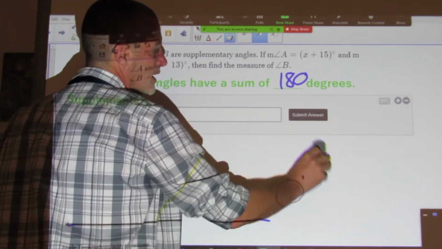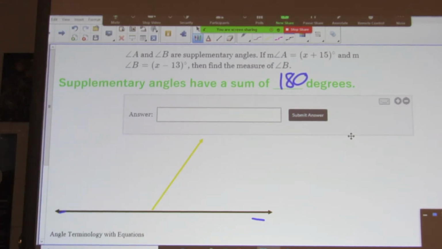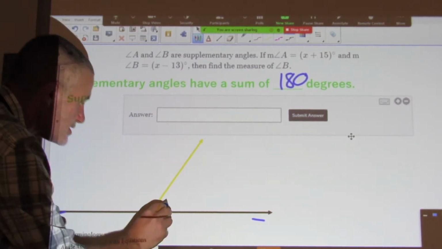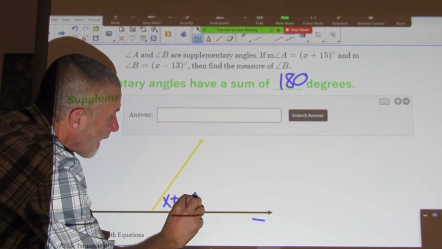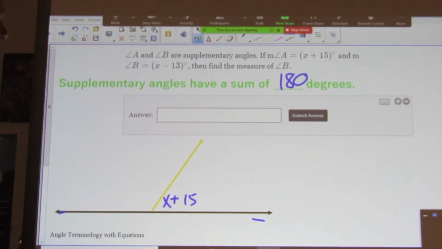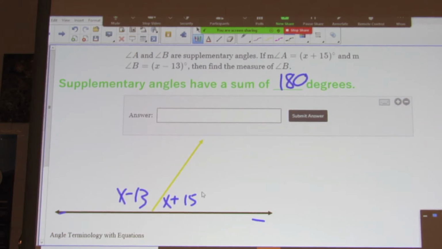So, in this question, even though it might look difficult with all those symbols in there, it just tells me that angle A is x plus 15, and angle B is x minus 13. Now, I noticed something right away when I put those in there. This doesn't necessarily matter for setting up the equations, but I know that a value of x plus 15 is going to be bigger than a value of x minus 13.